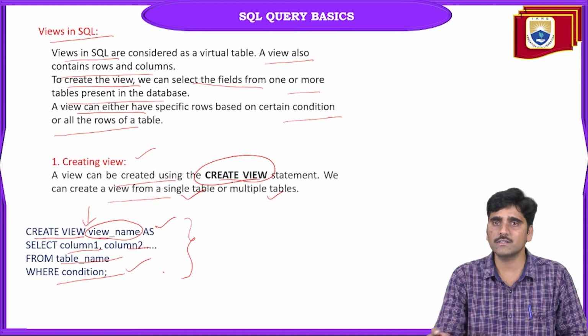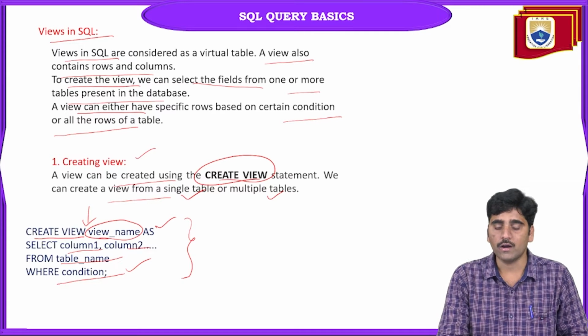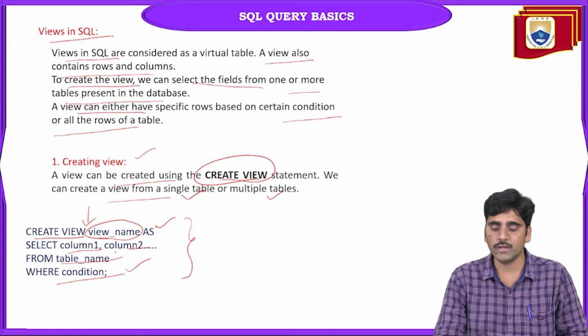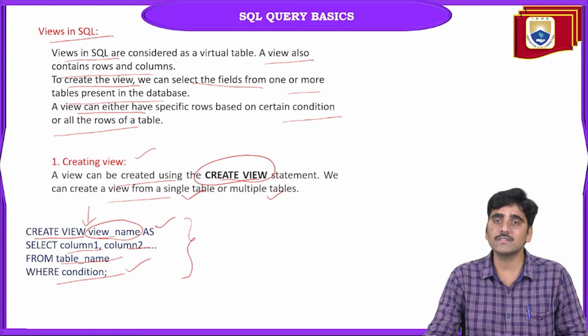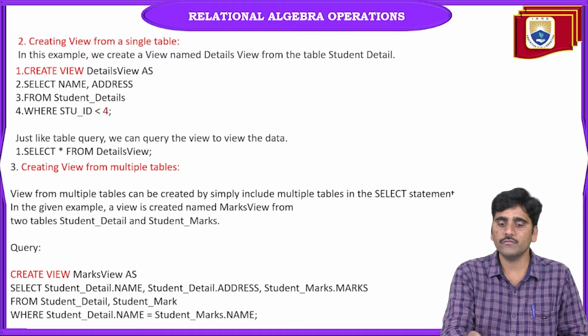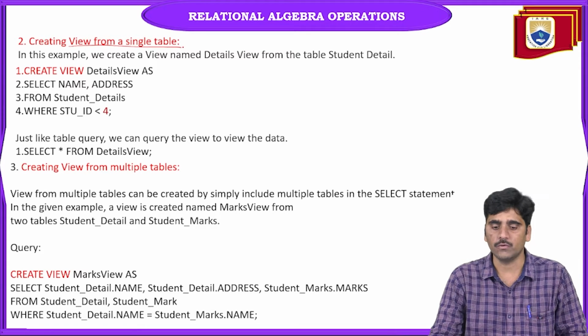So what is the syntax here? CREATE VIEW view_name AS SELECT column1, column2 FROM table_name, where you are selecting one table, WHERE condition. This is the syntax for creating a view. This is creating a view from a single table.